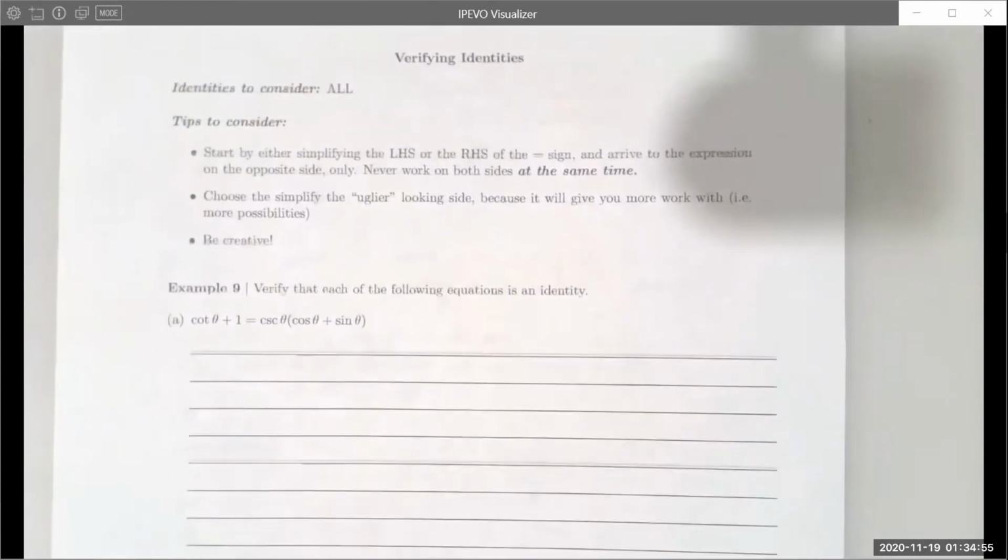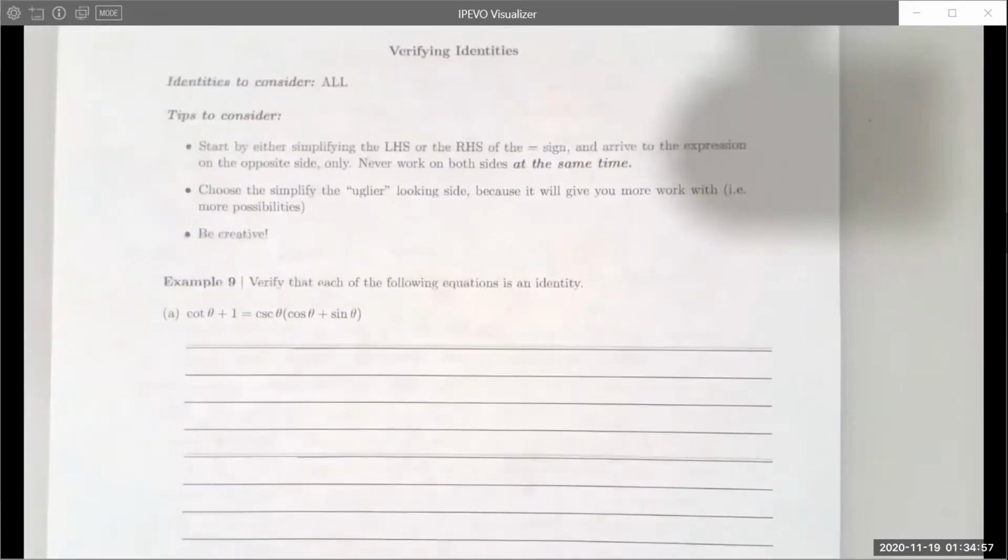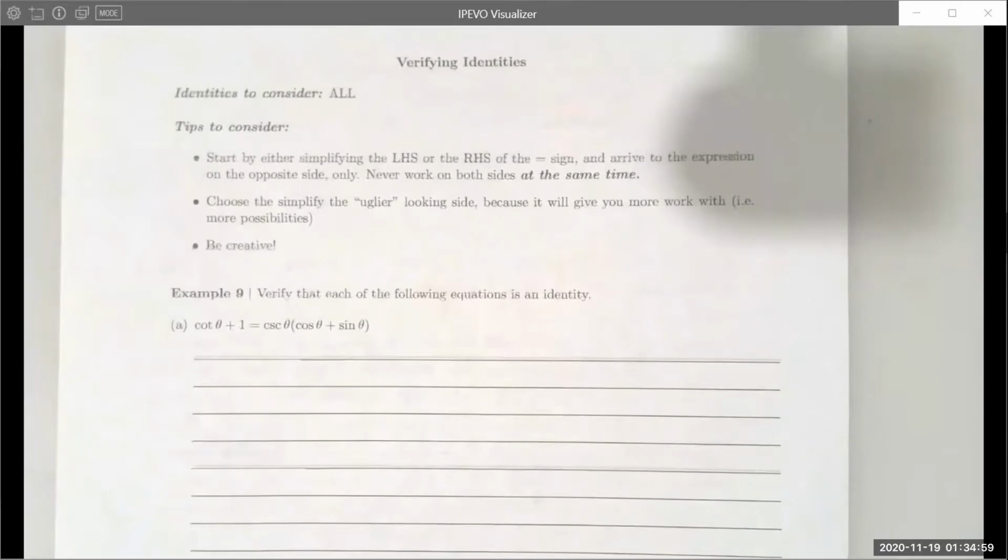On this page, we're looking at a completely different type of problem. We're no longer going to have a numerical answer at the end. Rather, we're going to try to verify that an equation is an identity.